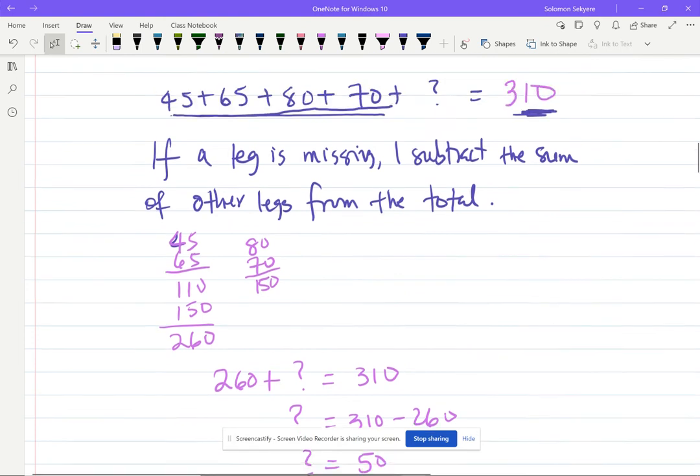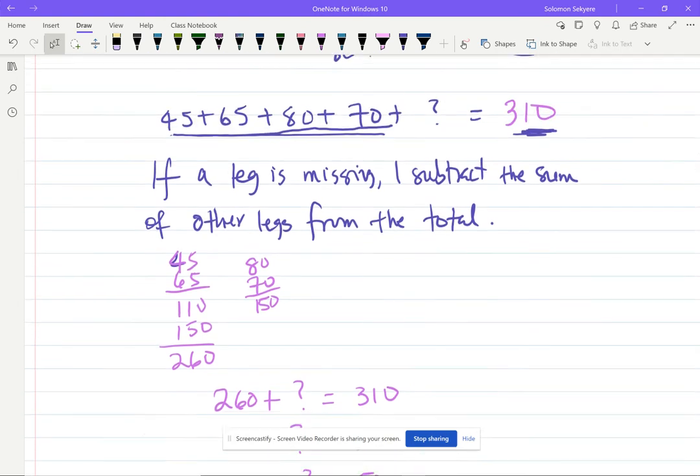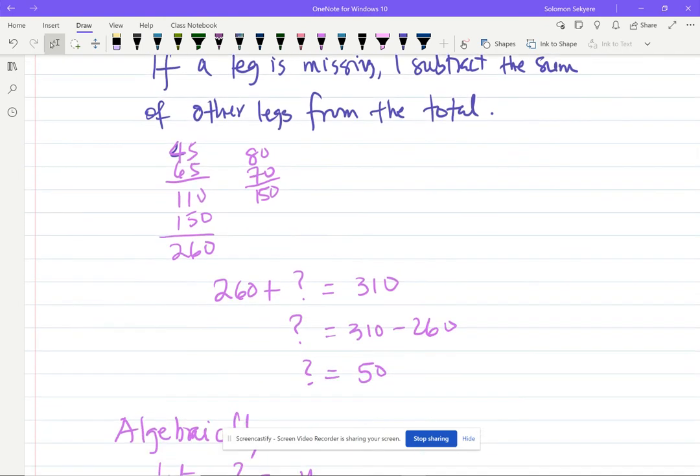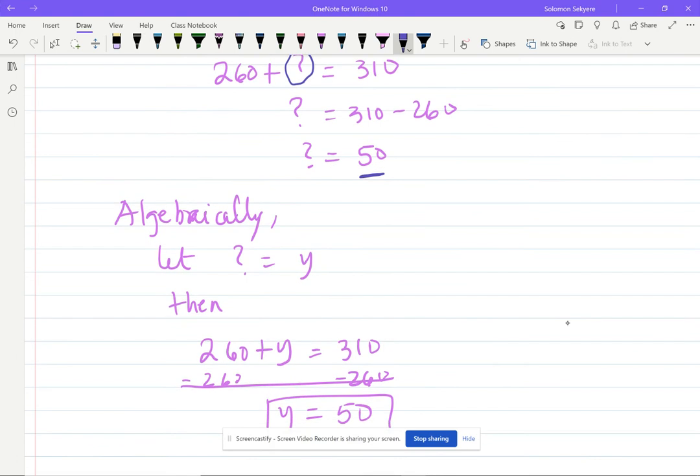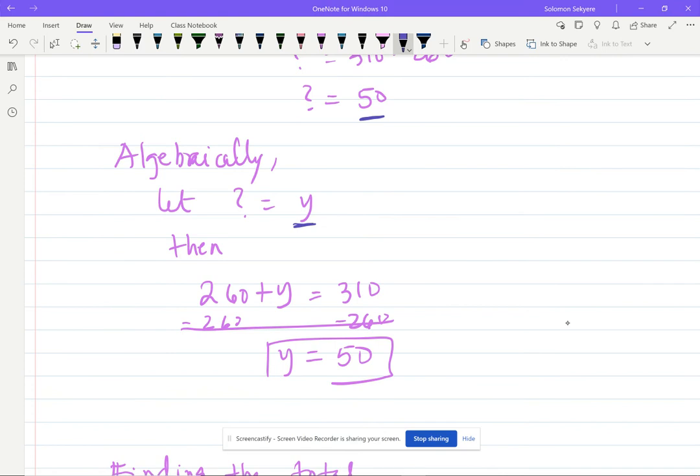Okay, so we add everything up, and what do we get? We get 260. So this is the leg missing. I subtract and I get 50. I can also represent my question mark with a variable y, and I can say the sum of all the other legs plus my y is 310.